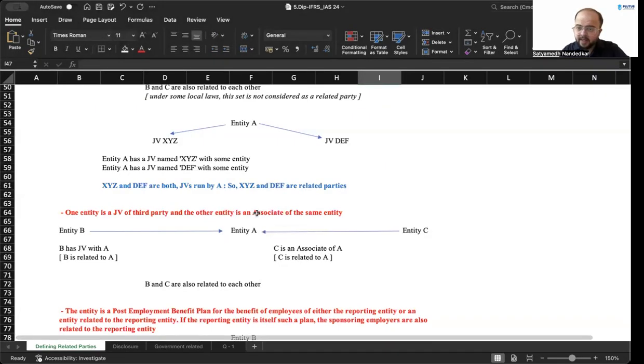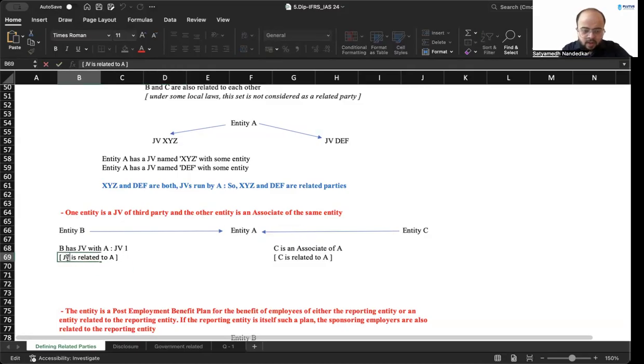This is entity A. Entity B has a joint venture with A called joint venture 1, JV1. One entity is a joint venture of a third party and the other entity is an associate of the same entity. A Limited has a joint venture with B Limited called JV1. So JV1 is related to A.